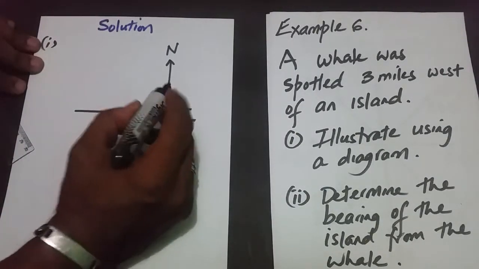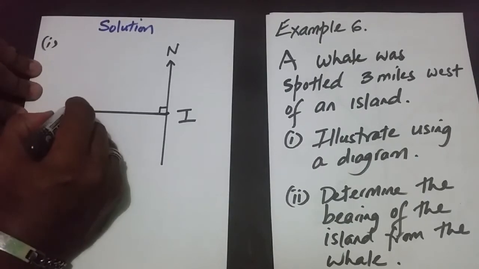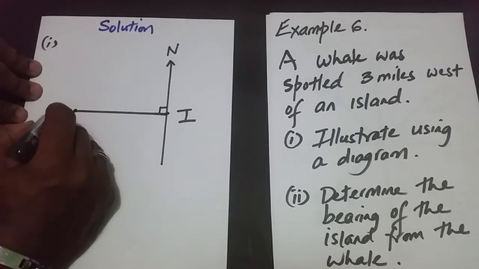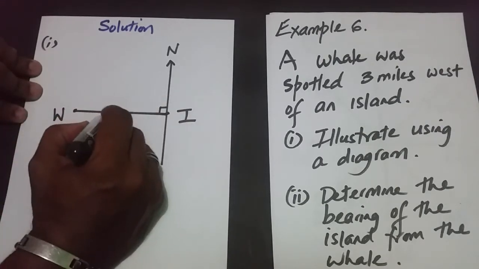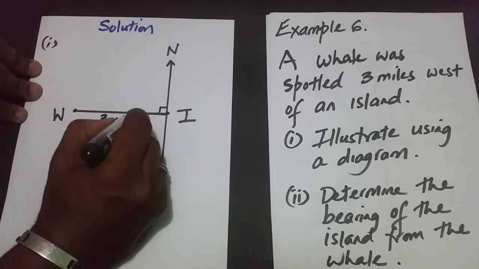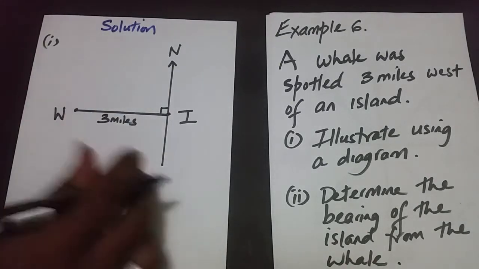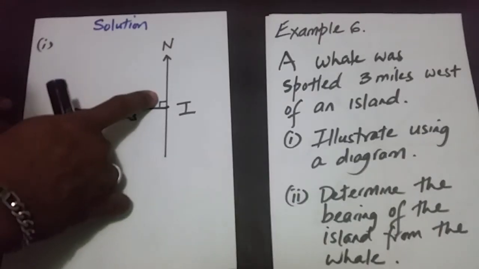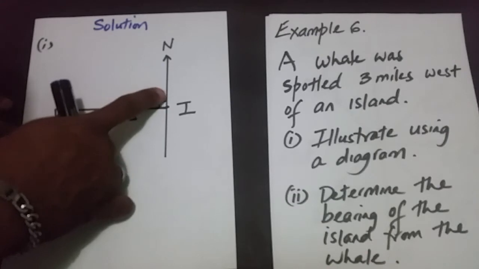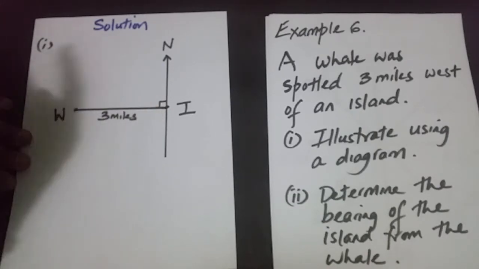So, of course, it's a 90-degree angle that way. And of course, the whale is going to be here. And the distance traveled by the whale is 3 miles. So I'm indicating all of that. All right. And of course, the diagram is not complete unless you indicate the bearing, because this is the bearing of the whale from the island. I'm just indicating a right angle here, because west from north is a right angle.